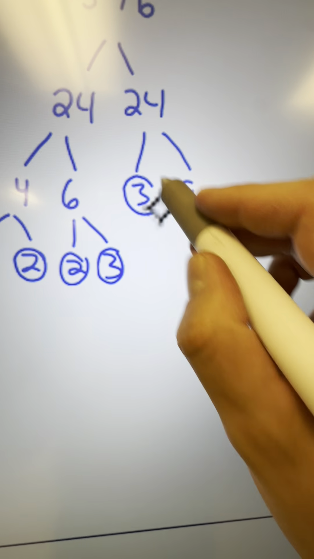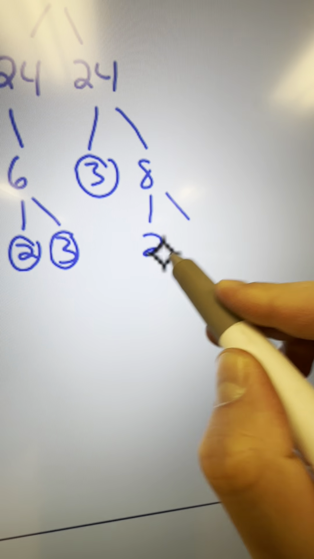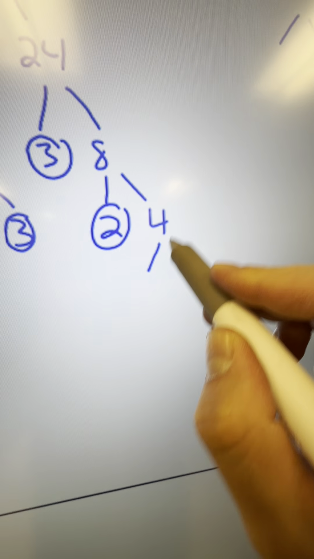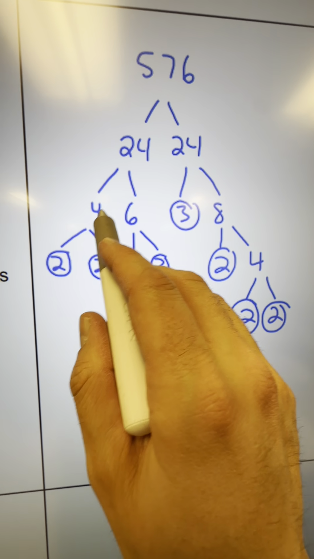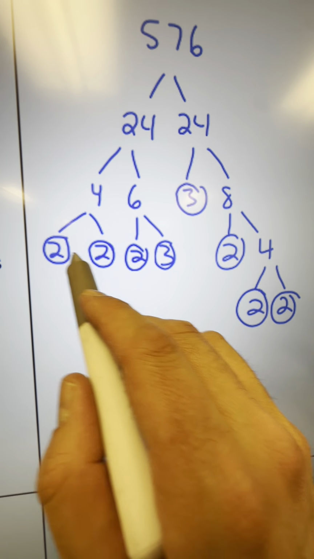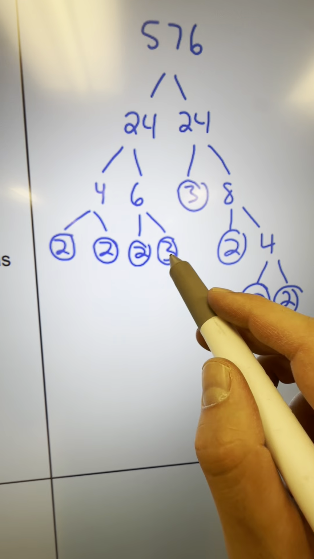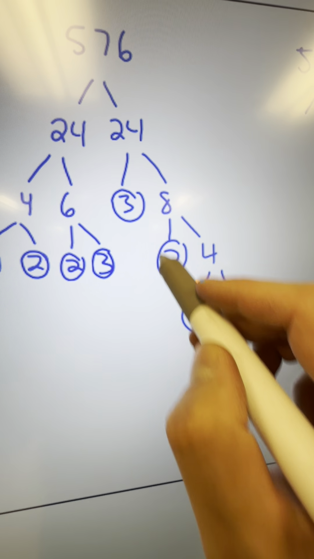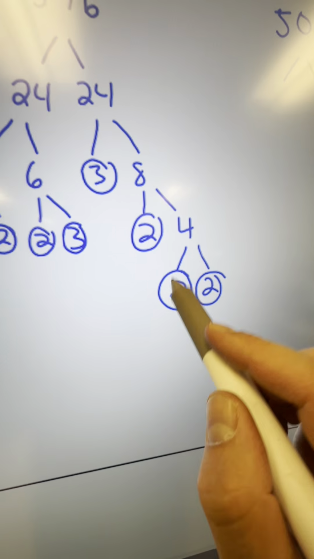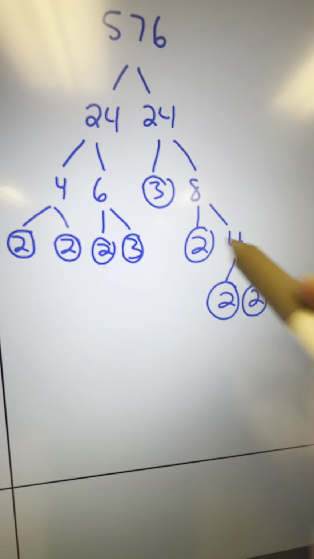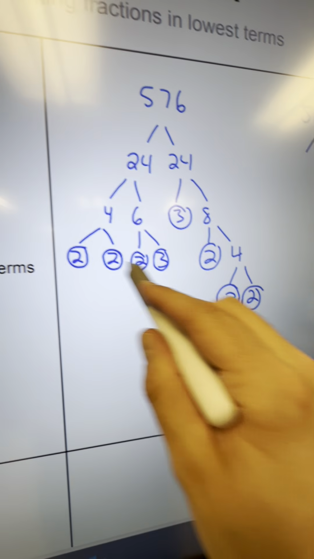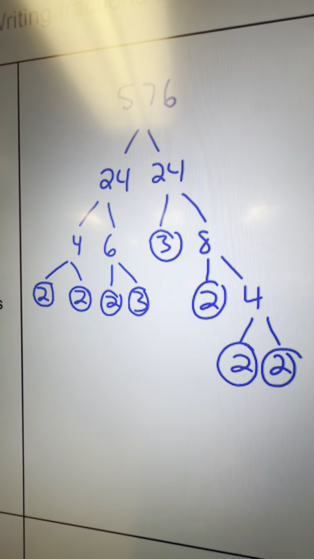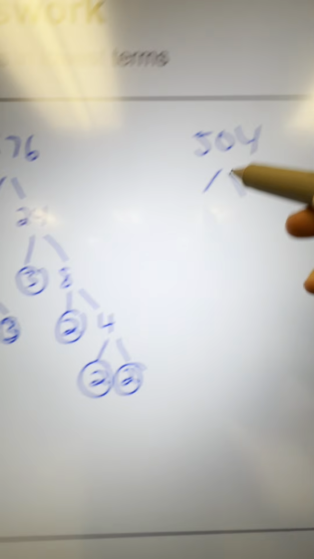And then 3 is prime already. And 8, I could break down to 2 times 4. And then 4 could break down further to 2 times 2. So you can see here, 24 is 2, 2, 2, 3. These multiplied together make 24. And notice, even though I started this one differently, you still end up with the same answer. I get 2, 2, 2, 3. Doesn't matter which way you break it up. The prime factorization will always come out to be the same exact prime numbers.